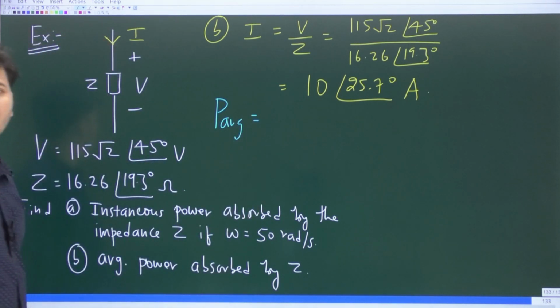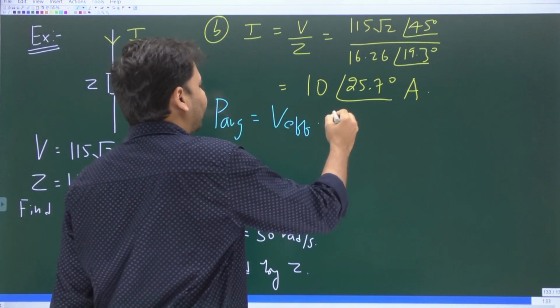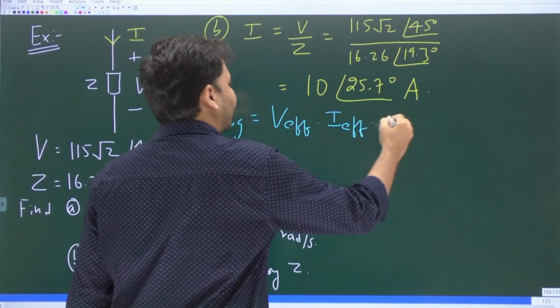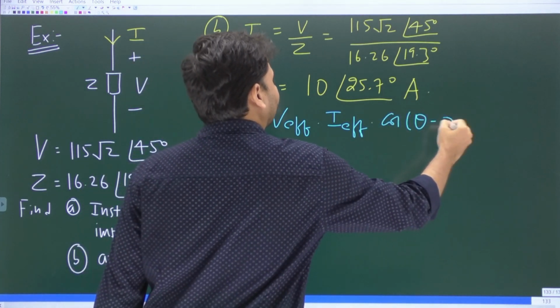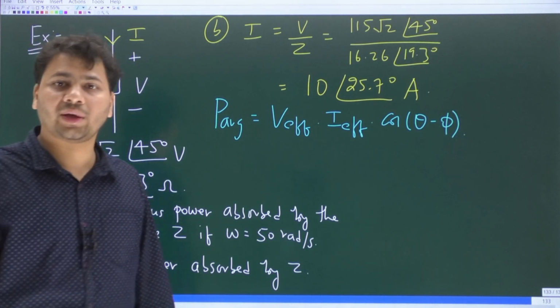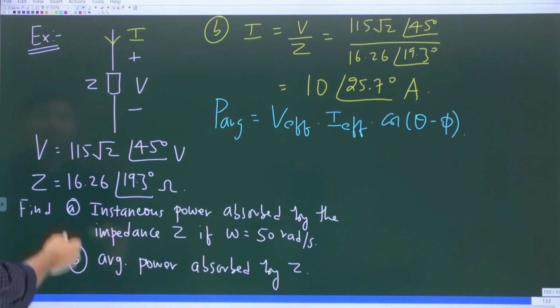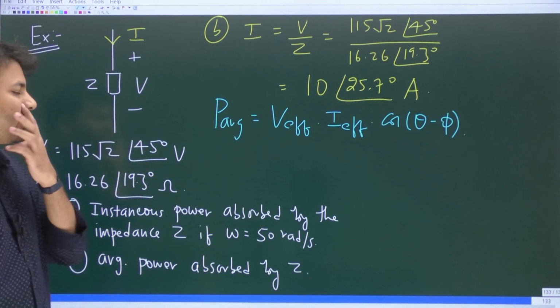What is the expression for the average power absorbed by any impedance? The general expression is what? V effective into I effective into cos of theta minus phi. Remember, theta is the phase angle of the voltage. Phi is the phase angle of the current. What is the phasor voltage? 115 root 2 at an angle 45 degrees volts.